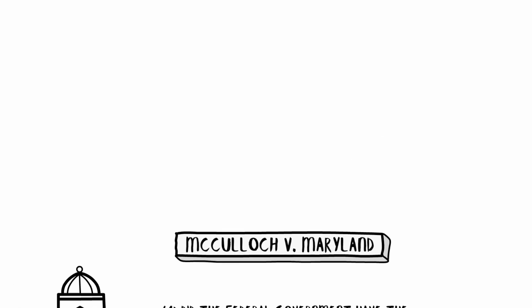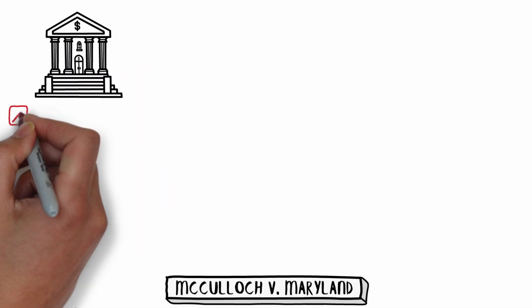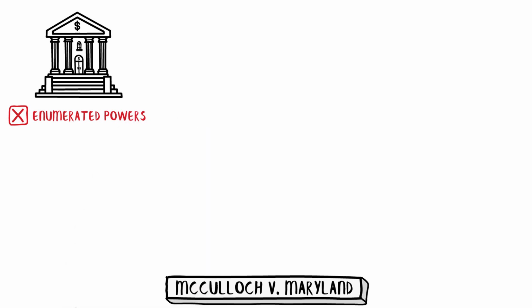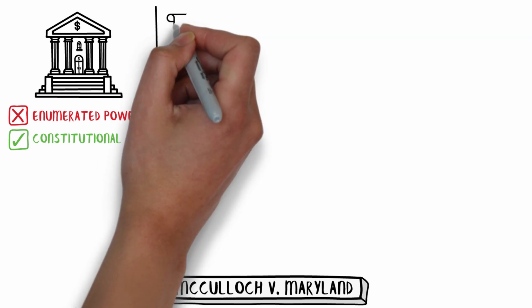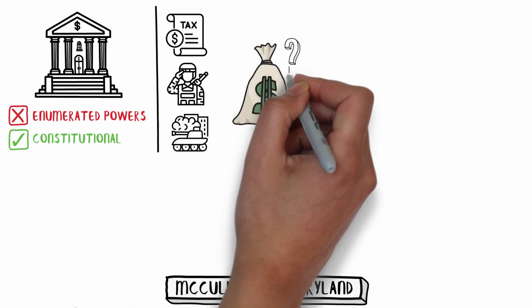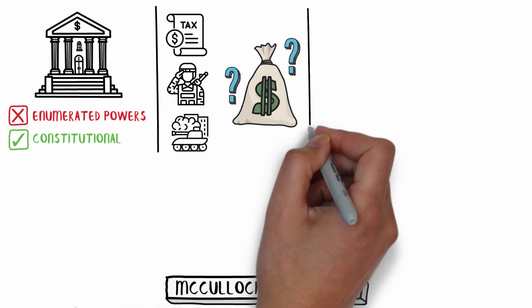The Supreme Court ruled that although the right to establish a bank is not one of the enumerated powers delegated to the federal government, the establishment of a national bank was constitutional. The court reasoned that as the federal government was given the power to tax, to raise armies, and declare war, the government must have the means to carry out these powers.